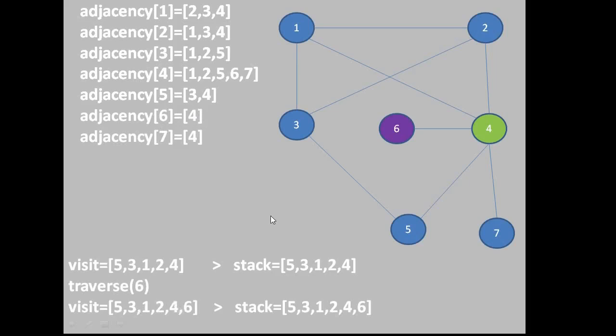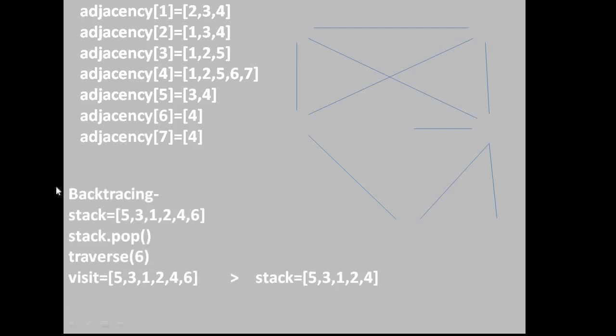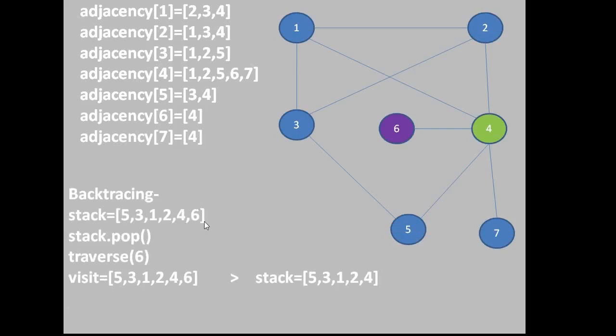So we do the backtracking, where we pop the last element, the top element from the stack, that is 6, and we traverse 6 again. Again we will not find any new element in the adjacency list which is not in the visit. So we pop 6 from the stack, then we take the top element from the stack, that is 4 now. So again we traverse 4.